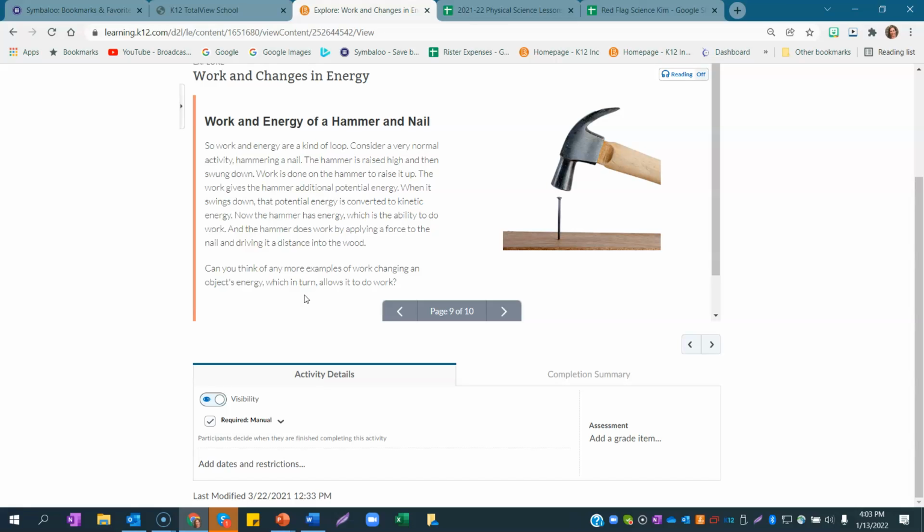So the hammer has the energy, which is the ability to do work, and the hammer does the work by applying the force to the nail, driving it a distance into the wood. So can you think of any more examples of work changing an object's energy, which in turn allows it to do work?